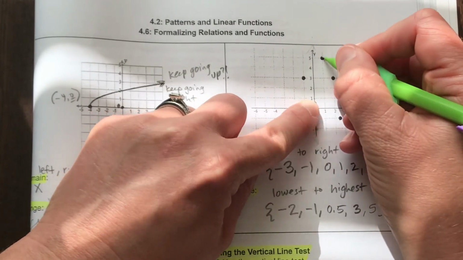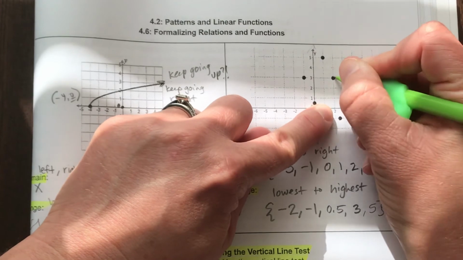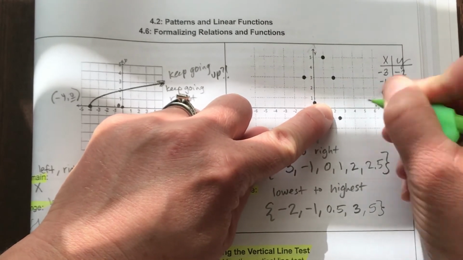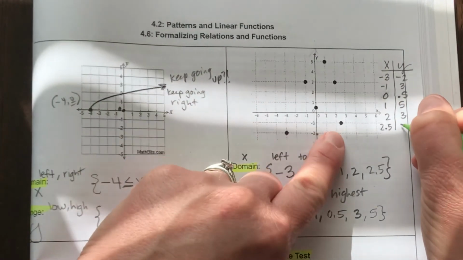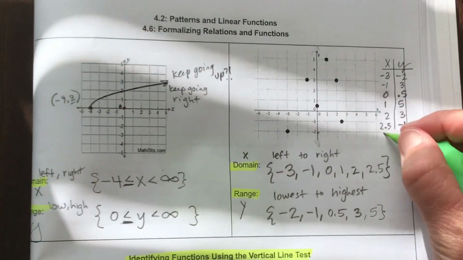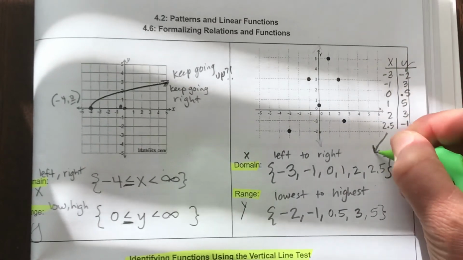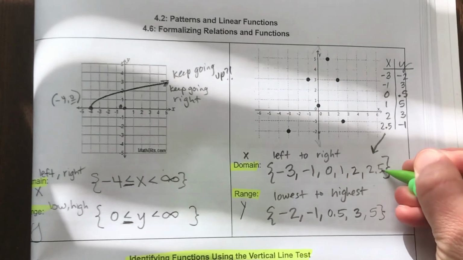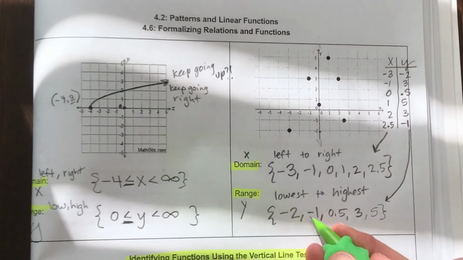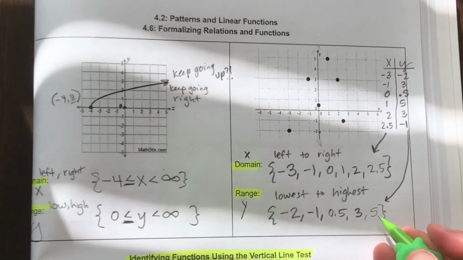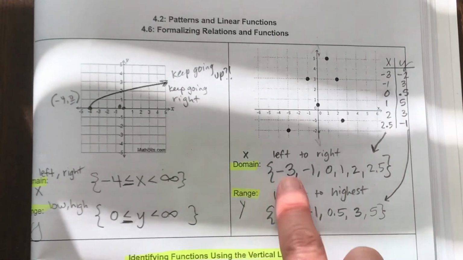And then this point here is at 1, 5. This point here is at 2, 3. And this point here is at 2.5, -1. So if you look, the x of your points should match up with your domain, except this needs to go in order smallest to greatest. And the y values of your points should match up with your range, but again, it needs to go smallest to biggest, and don't repeat any number.